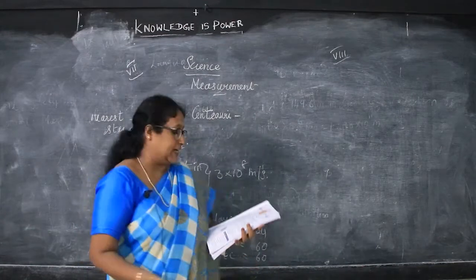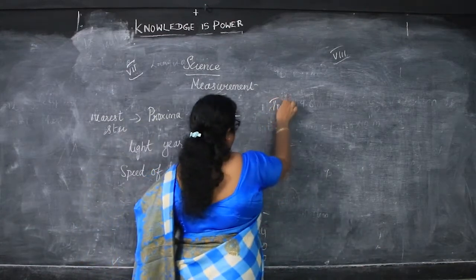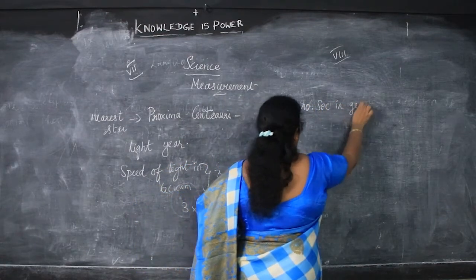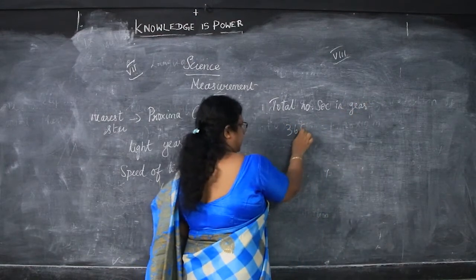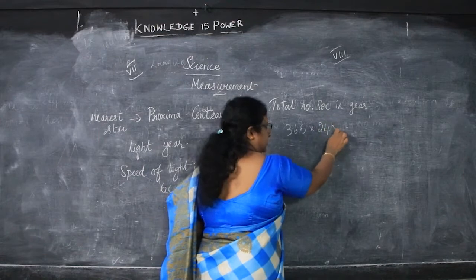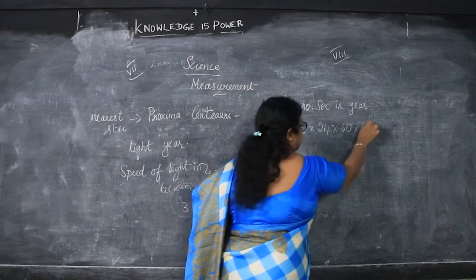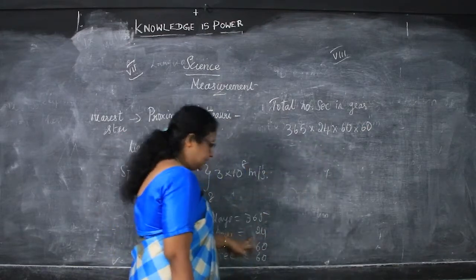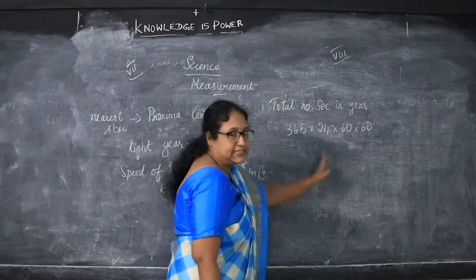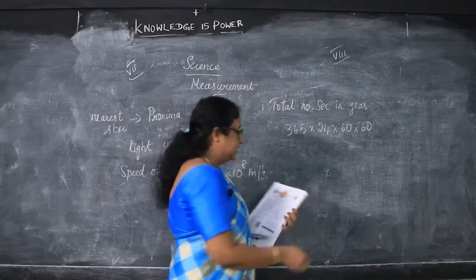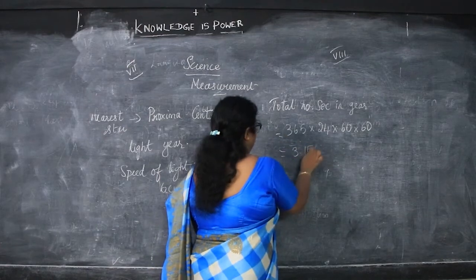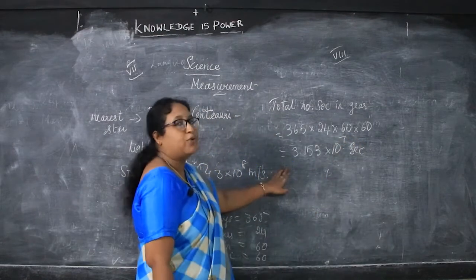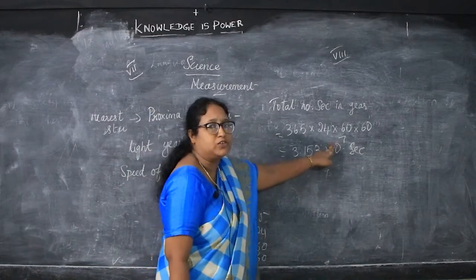Now, the total number of seconds in a year is 365 days into 24 hours into 60 minutes into 60 seconds. If you total this, you get 3.153 into 10 to the power of 7 seconds. So, what is the answer? 3.153 into 10 to the power of 7 seconds.